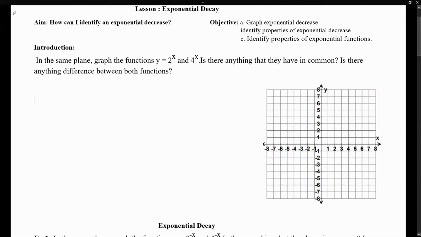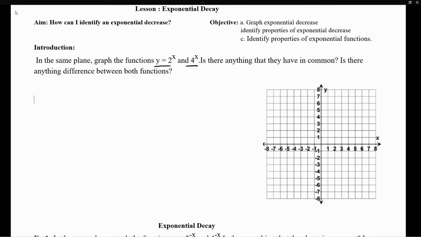Welcome. In this video, we will discuss exponential decay. So let's get started. Under the introduction question, in the same plane, we're going to be graphing the functions 2 to the x and 4 to the x. We're going to try to identify: is there anything that they have in common? And also, is there any difference between both functions?